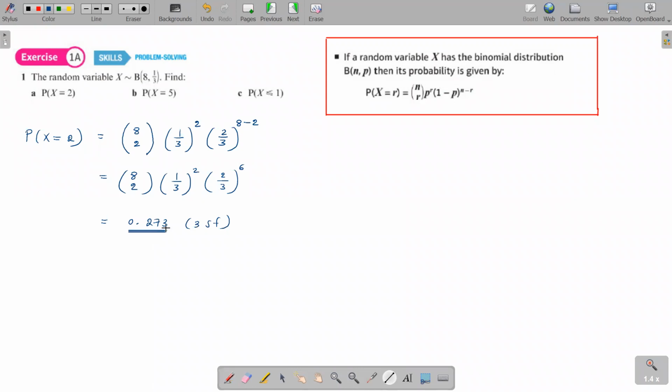Okay, so can you see how the probabilities are calculated? Let's go for the next part. Guys, one more thing here. What did we actually find here? The probability X equals 2 means what? Over here we have 8 trials. So we found the probability of getting 2 successes out of 8 trials. The probability of getting 2 successes out of 8 trials is 0.273. This is the probability that we just found.